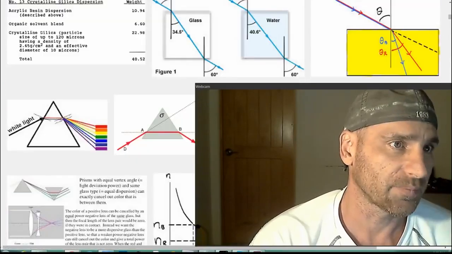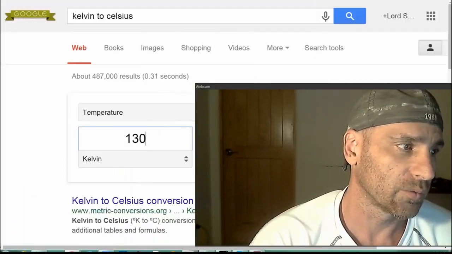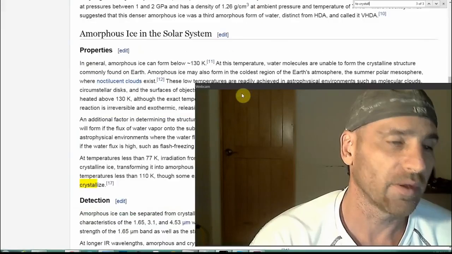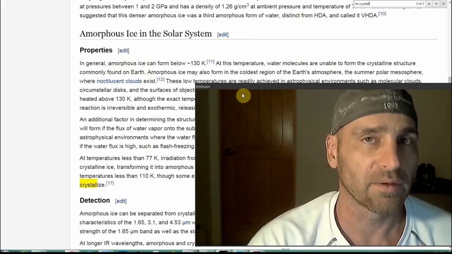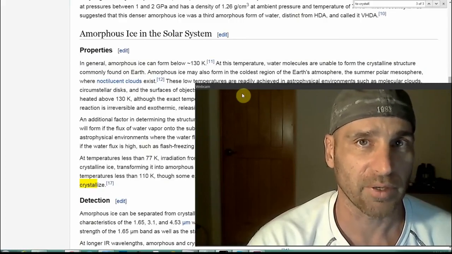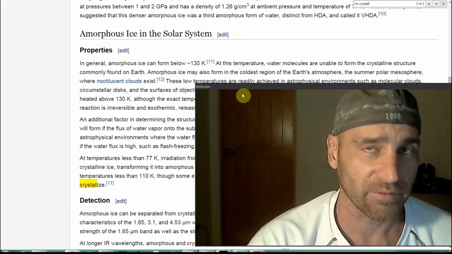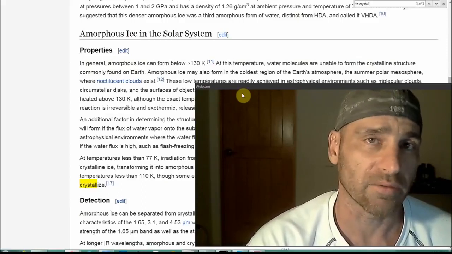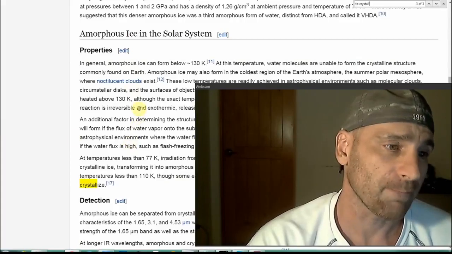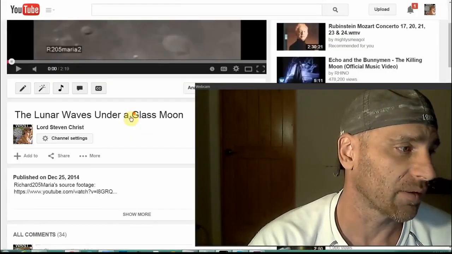Because, let's go over here to temperature. There are two different states of ice, amorphous and crystalline. Amorphous means it's clear, transparent, like glass, and crystalline means it has crystal structures, and it is usually opaque or very near opaque, translucent opaque. Okay? Keep that in mind.